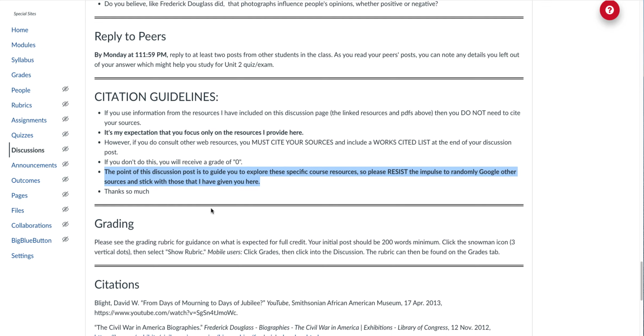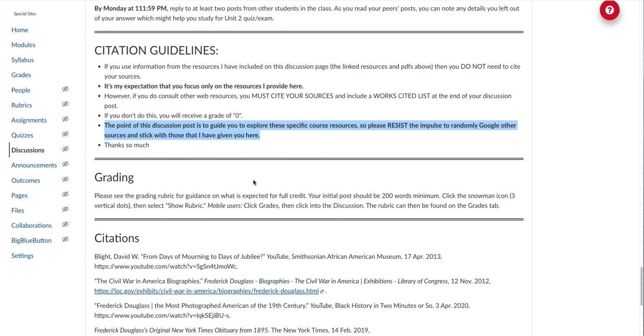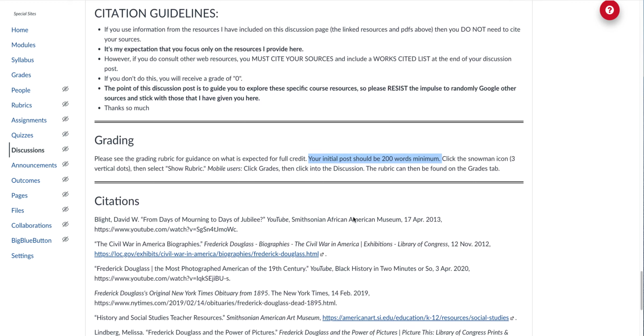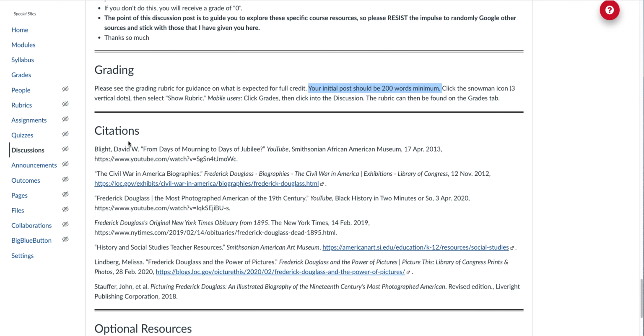So please do that. You can see the rubric. Your initial post should be 200 words minimum. Believe me, once you start writing, it won't be a problem. And you can check out the rubric below. I'm giving you citations for all of the resources.